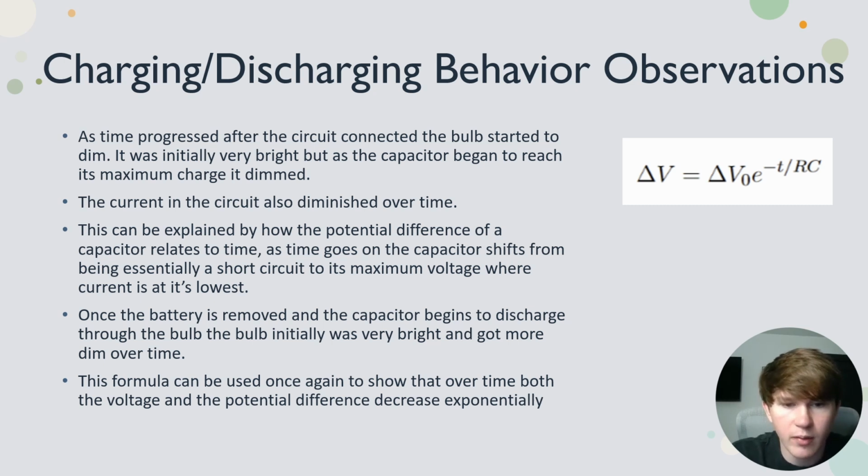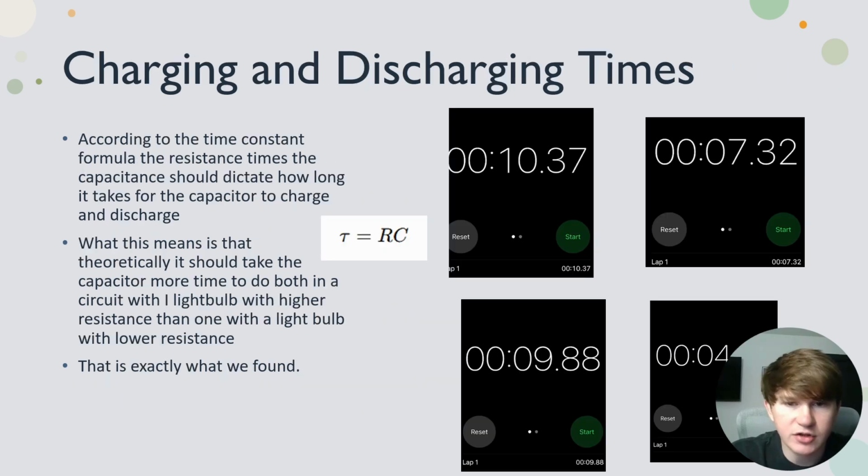And then once the battery is removed and the capacitor is discharging, the bulb initially was very bright and got more dim over time. So the charging and discharging times: theoretically, it should take more time for the capacitor to charge with a light bulb that has a higher resistance than one with a lower resistance, and that's exactly what we found. The times were lower for the lower resistance bulb.